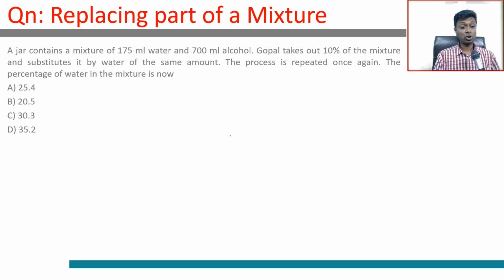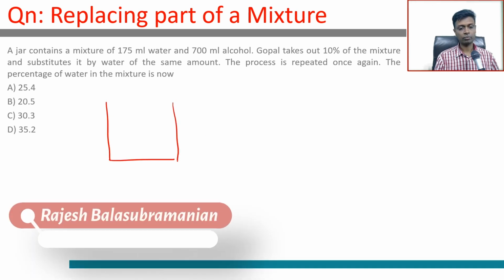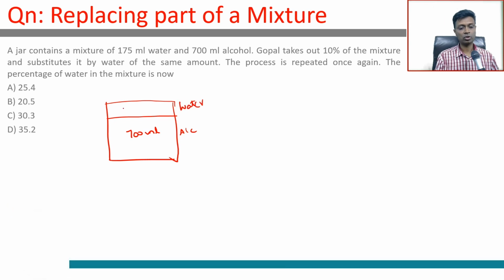A jar contains a mixture of 175 ml water and 700 ml alcohol. Fine. So alcohol 700 ml and then water is 175. 700 is 4 times 175. The ratio is 4:1. Gopal takes out 10% of the mixture and substitutes it by water of the same amount. He takes out 10% of the mixture and substitutes water. The process is repeated once again.